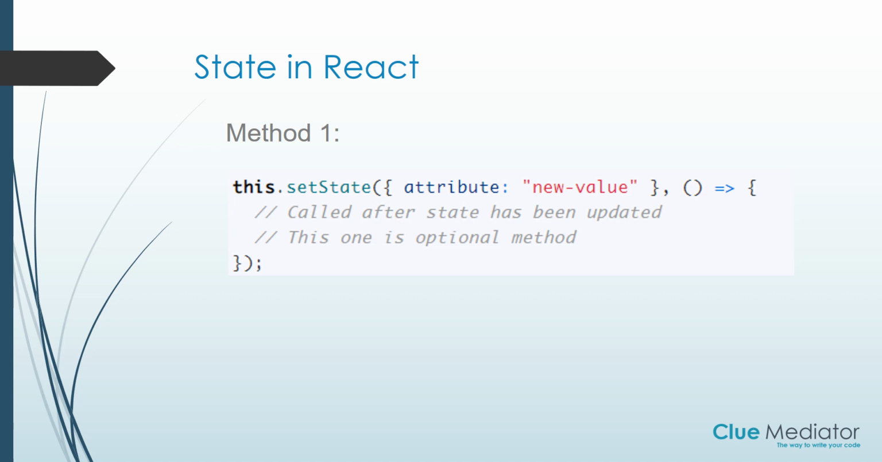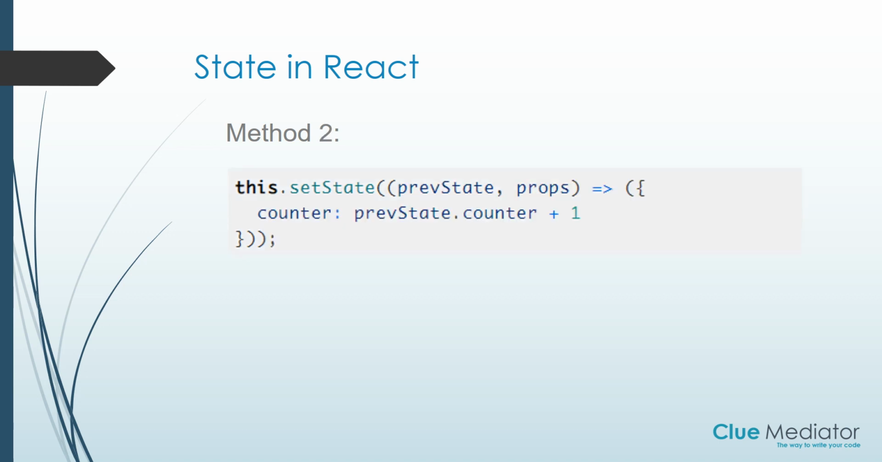Now let's talk about method 2. So method 2 is slightly different than the first one. It contains a function as a parameter which provides us the previous state and the props of the component, and based on it we can update the state variable. We'll see both methods via example.